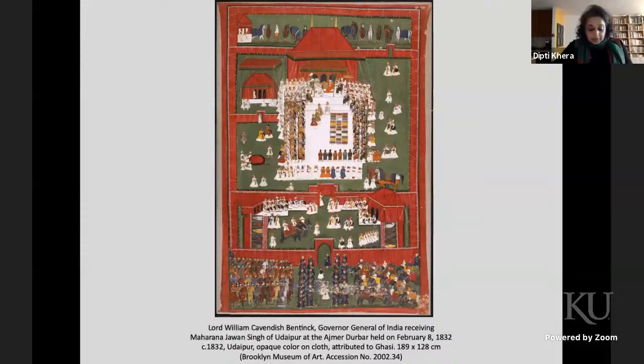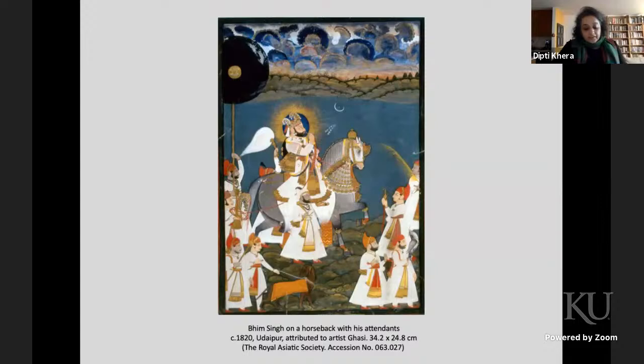The artist Ghasi's oeuvre provides a rare vantage point to understand the circulation of pictorial ideas across courtly and colonial worlds. Between 1820 and 1834, Ghasi painted under the patronage of two Indian kings and one British agent. In the early years of the 19th century, Ghasi painted smaller portraits of Maharana Bhim Singh mounted on a horse, accompanied by his entourage of men and hunting dogs poised in a procession.